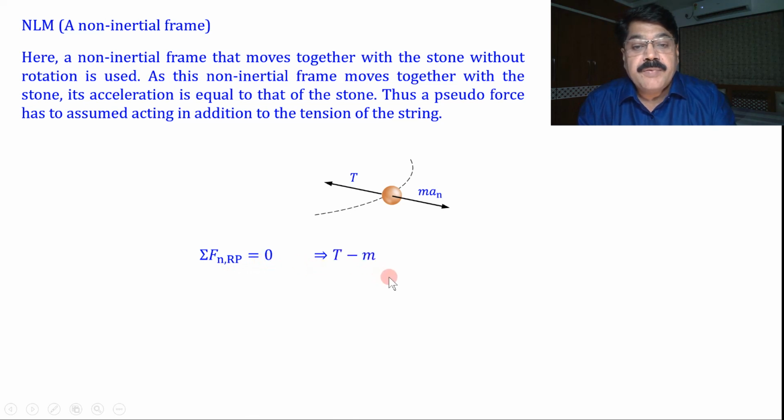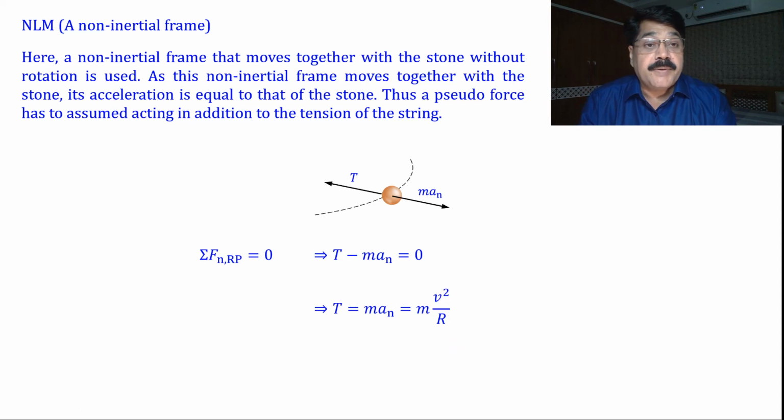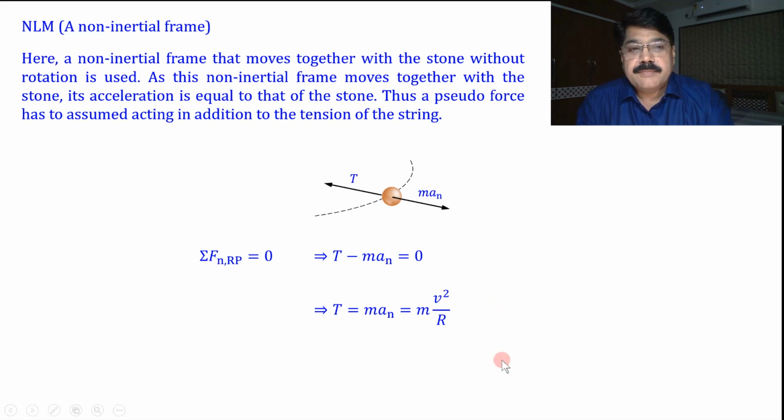So what you can write here? T minus Man equal to 0. So T is equal to Man. Now we can substitute the expression for An, that is V square by R. So we got the same result. Now you can see both the approach using inertial frame or using a special non-inertial frame are equivalently valid. But what I personally recommend, try to prefer to use an inertial frame always, unless it is not necessary. Now let us come to the next example.